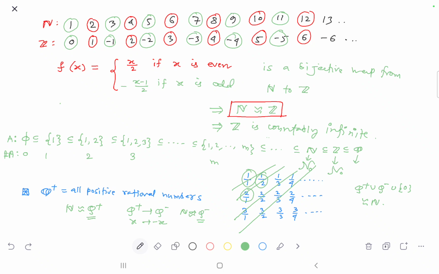Did you understand this symbol, A equipotent with B? That is important: from A to B, you have to define a bijective map. That is the idea. So one last question, then we stop.